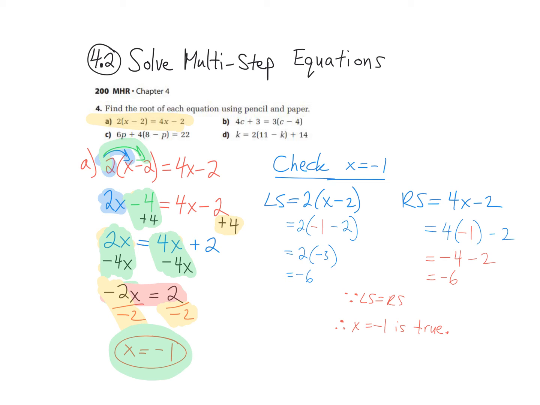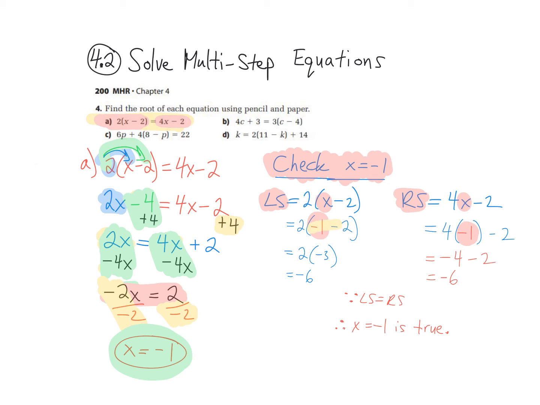So it's always a good idea to check your solution. So what are we going to check? We're going to check if x equals negative 1. And in order to check, we separate the left side of the original equation, and we separate the right side of the original equation, and we check them separately. And we're going to substitute x for this value of negative 1. And then we continue to solve.